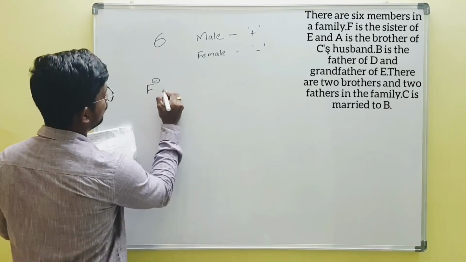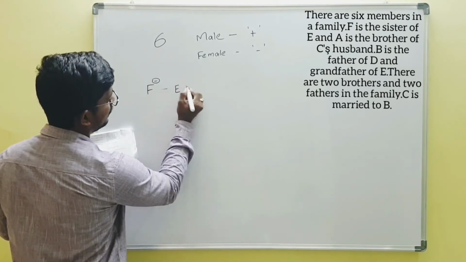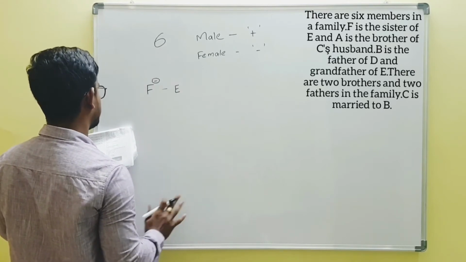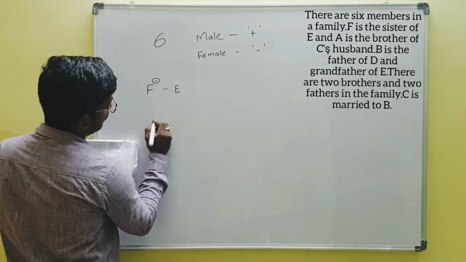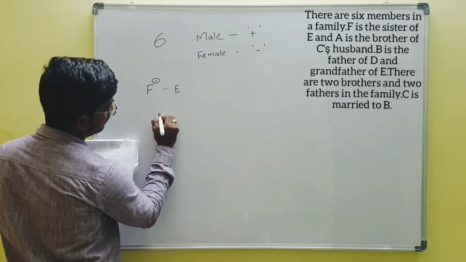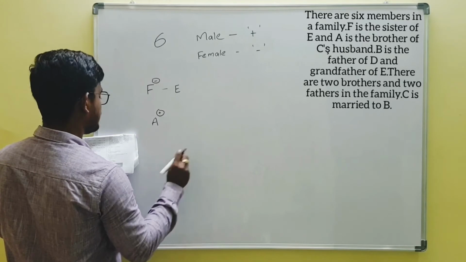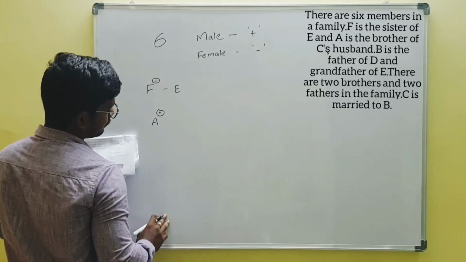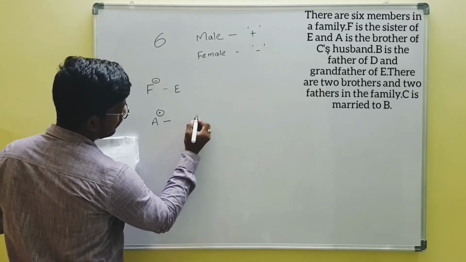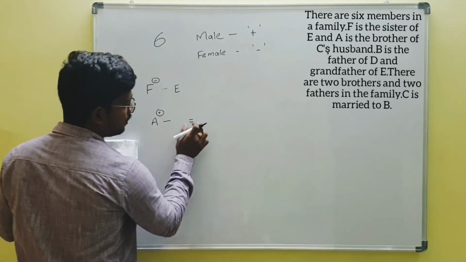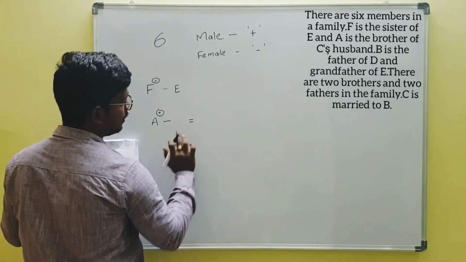F is the sister of E. Okay, we don't know the gender of E here. And A is the brother of C's husband. A is the brother, means he is a male. See, he is the brother of C's husband. I am taking equals to as relation of husband and wife.